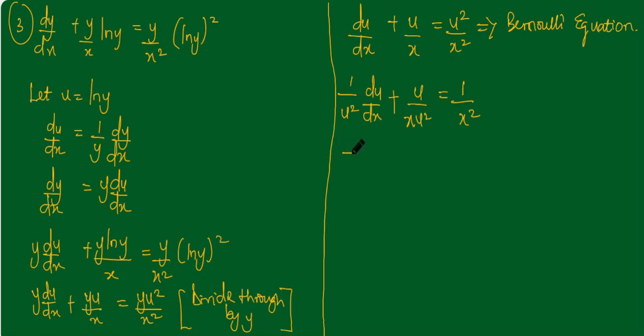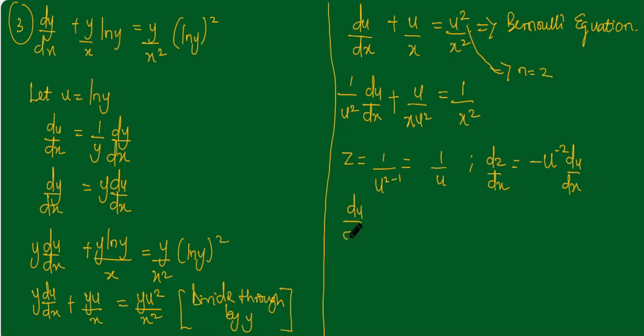So we can represent z to be equal to 1 divided by u raised to power 2 minus 1. Note that our n here is equal to 2. And z is 1 over u raised to power n minus 1, so we have 1 all over u. Our dz/dx now becomes minus u raised to power minus 2 du/dx. So du/dx is equal to minus u squared dz/dx.